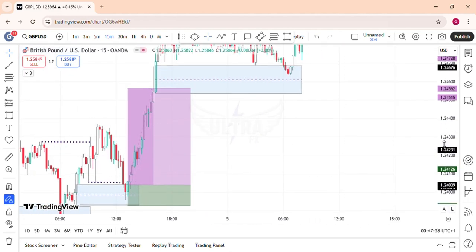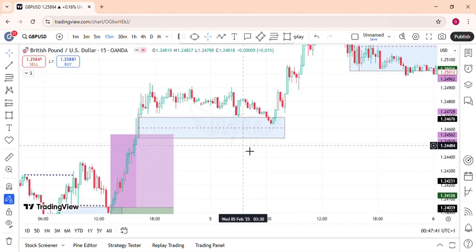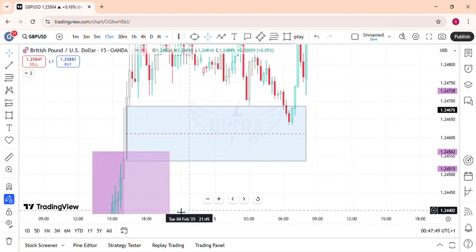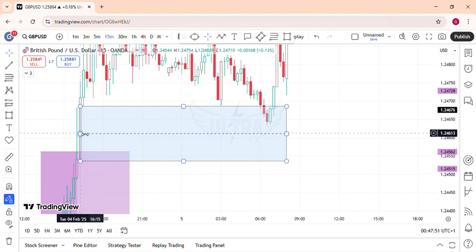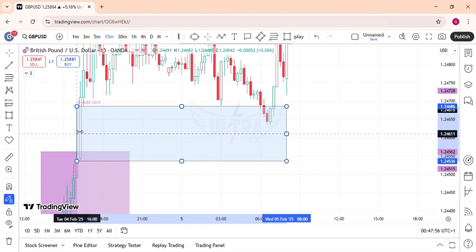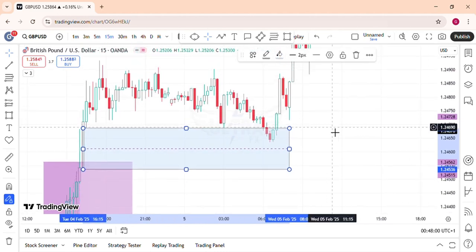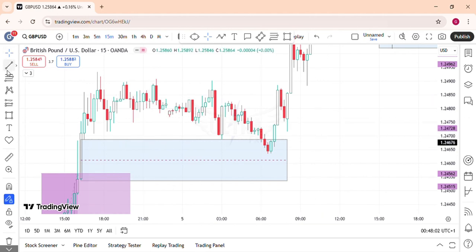Now onto the next one, which is Wednesday, 5th of February 2025. There is another fair value gap here. This fair value gap was cited on a 1 hour time frame. So the next thing we need to look for is our break of market structure, as always. So for clarity's sake, let me go to the 1 hour time frame to check for Wednesday, 5th of February.